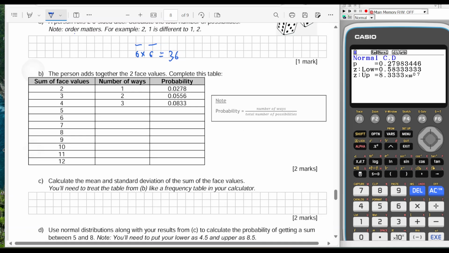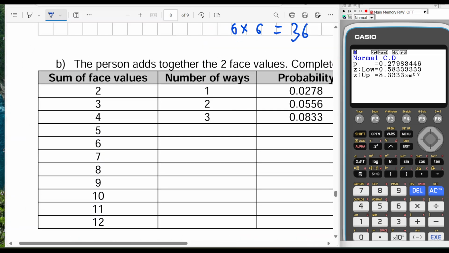Now, here we go. Number of ways. So to roll a 2, there's one way to do it. So you can get a 1 and a 1. To roll a 3, I can get a 1 and a 2. Or I can get a 2 and a 1. So that's why there are 2 ways to do that. To roll a 4, it's 1, 3, 2, 2, and 3, 1.